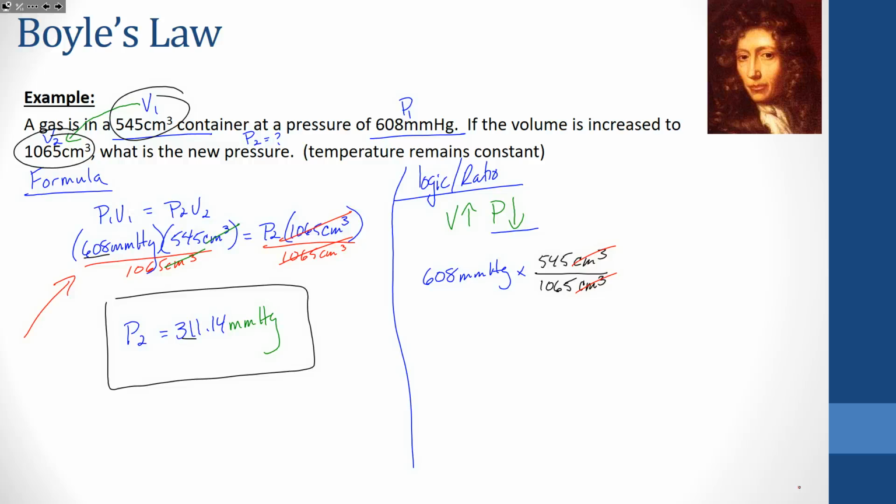It's just, instead of writing out the whole formula and doing this cookie cutter math thing, we're actually thinking about what the relationship is, setting up a ratio to make that happen. So by doing so, we're going to get the same answer of 311.14, and the answer is going to be in millimeters of mercury. So I set up the ratio to make that pressure go down. So we'll do another one.